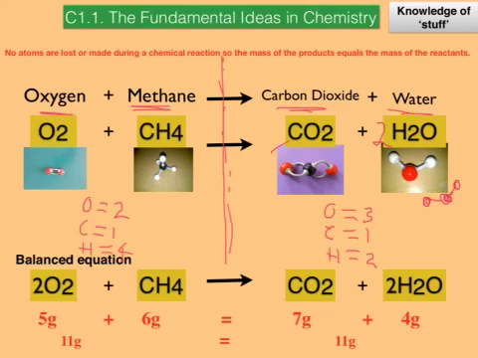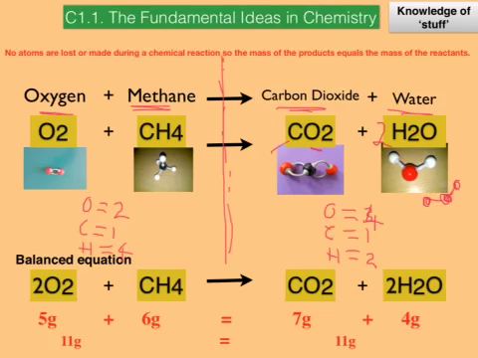Once you've done that, you need to count up all your atoms again. So on this side, on the right hand side of the equation, we've now got a different amount of oxygens. So we've got 2 oxygens there, and now we've got 2 oxygens in the water molecules. So 2 plus 2 gives us 4, so that changes to a 4.